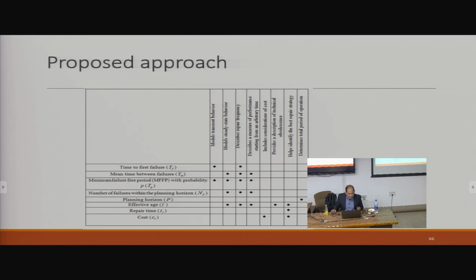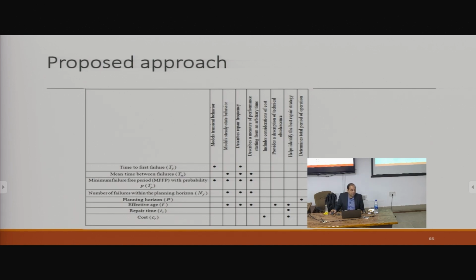Mean time between failures. Minimum failure free period, MFFP, with a given probability. So you say with 60% probability, I can guarantee a 200-day failure free period. With 98% probability I guarantee a 30-day failure free period, 90% of the time your thing will be above. So we're basically just doing the percentiles of the distribution that we had for the failure-free operations.